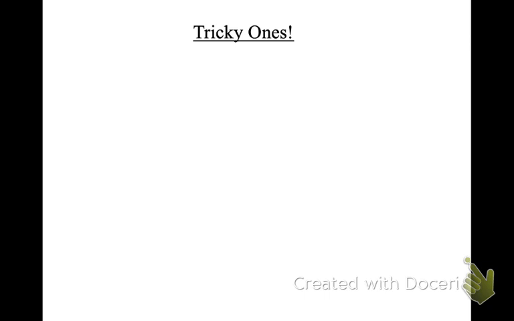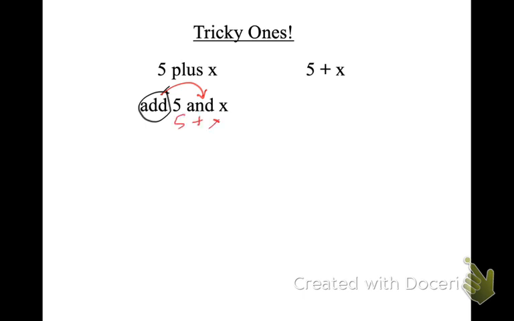All right, so I'd like you to write this as well. These are tricky ones. When you have 5 plus x, it means 5 plus x, exactly as written. When it says add 5 and x, remember when you see an and, I take the operation and I send it to the and. Add goes there, 5 comes before it, x comes after. So that means 5 plus x.